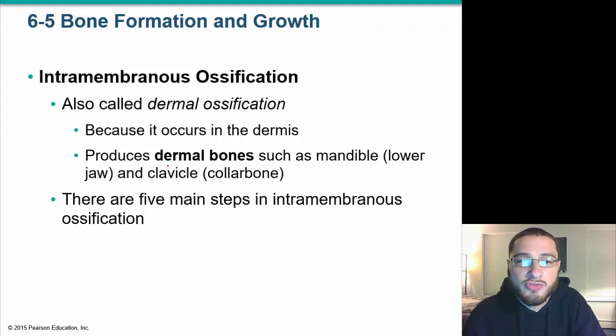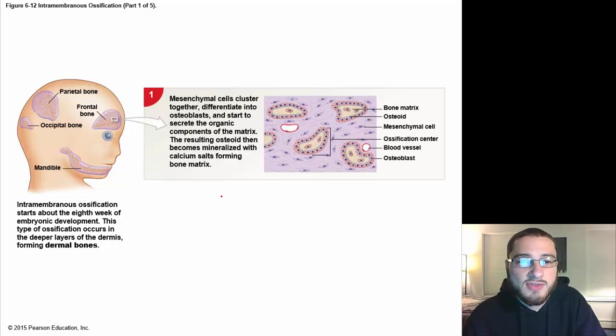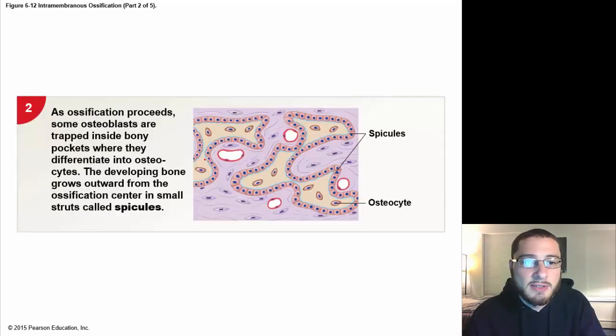Intramembranous ossification, also called dermal ossification because it occurs in the dermis, produces dermal bones such as the mandible and the clavicle. There are 5 main steps in intramembranous ossification. The other type of ossification is what we typically talk about because it occurs in long bones, and then we also talk about intramembranous ossification that occurs in the dermis. Mesenchymal cells, or stem cells, cluster together, differentiate into osteoblasts, which are our builders, and start to secrete the organic components of the matrix. The resulting osteoid then becomes mineralized with calcium salts, forming that bone matrix.